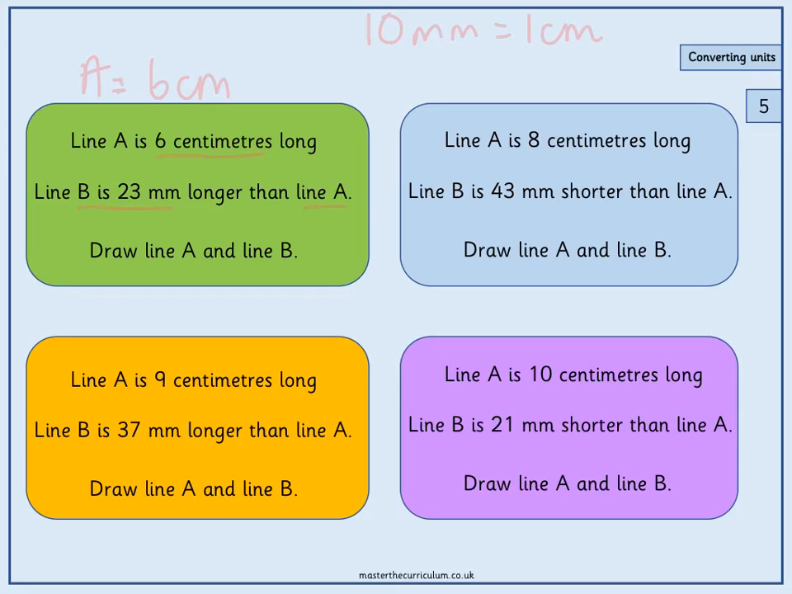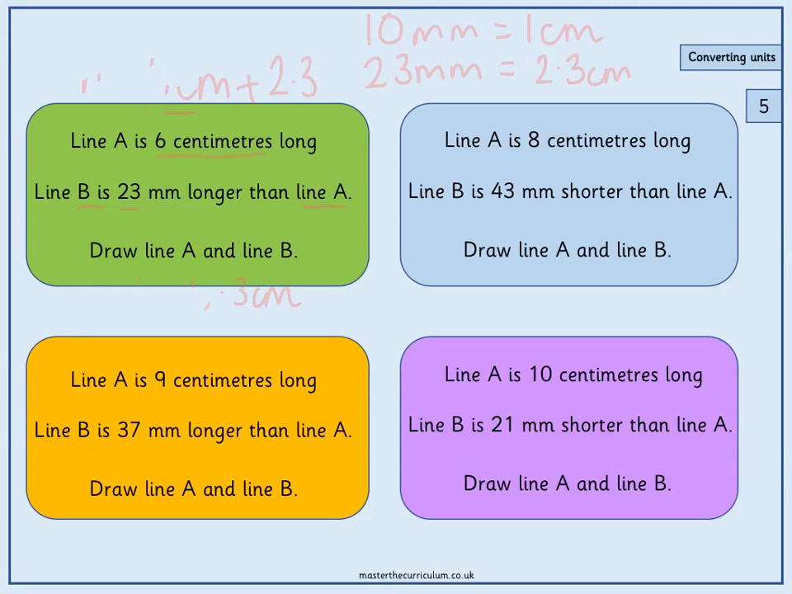Okay, so therefore if I've got 23 millimeters, I'm going to divide that by 10 and my answer would be 2.3 centimeters. Now I have to add that on to find out how long B is. So plus 2.3, line B then must equal 8.3 centimeters. So I'd have to use my ruler, create 2 lines, one that's 6 centimeters and one that's 8.3 centimeters.